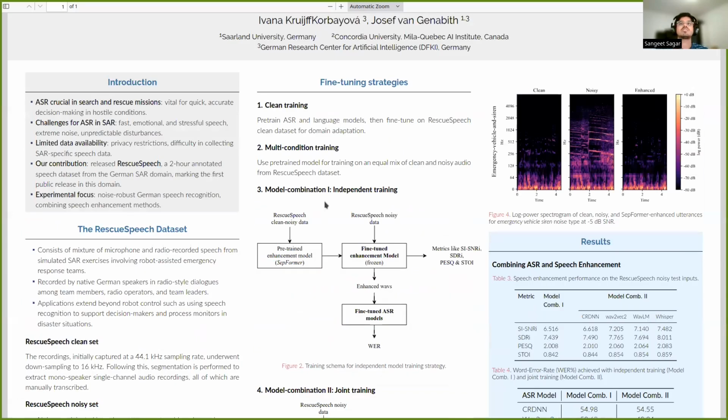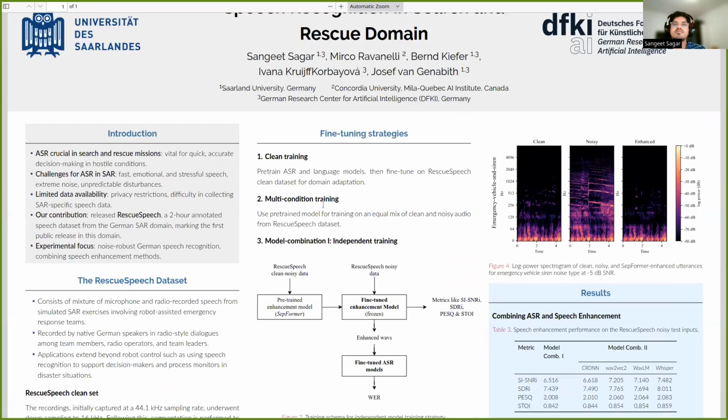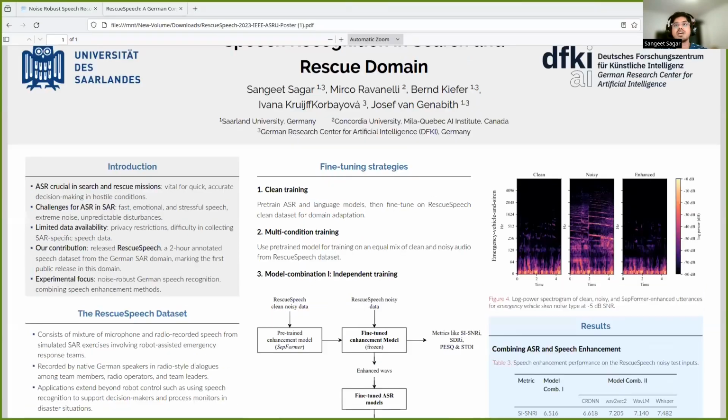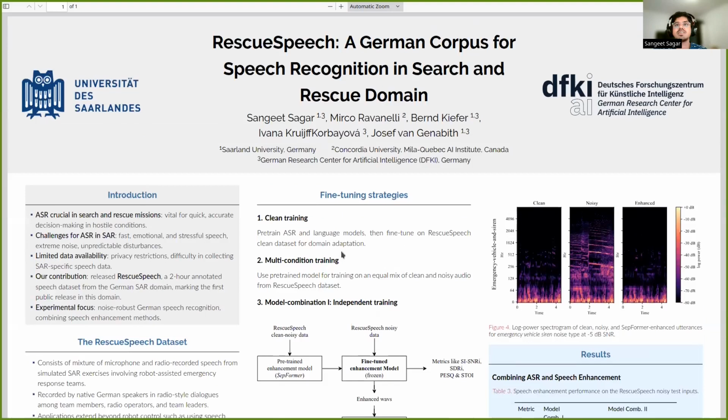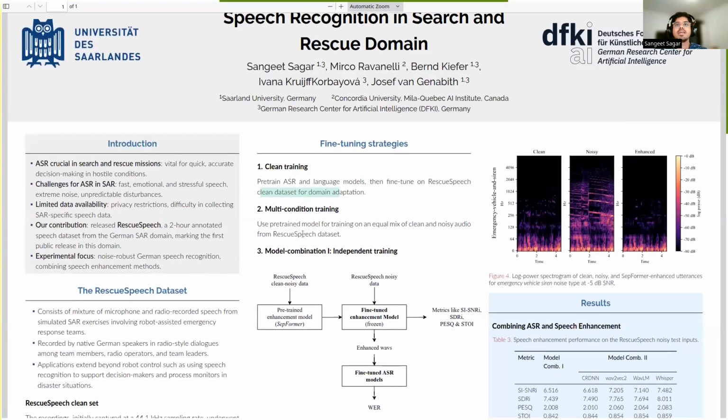Now let's explore how our experiments were set up. So we have defined four strategies for fine-tuning our noise robust ASR system. The first is clean training. So in the clean training, we use the pre-trained model, first fine-tuned on a large dataset such as Common Voice and Microsoft Deep Noise Suppression Challenge dataset. So this is called clean training because we train these ASR models and speech enhancement models that we discuss here on a large dataset, and then further fine-tune on the RescueSpeech clean training dataset for domain adaptation.